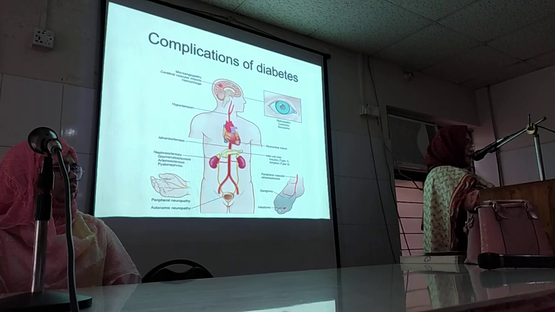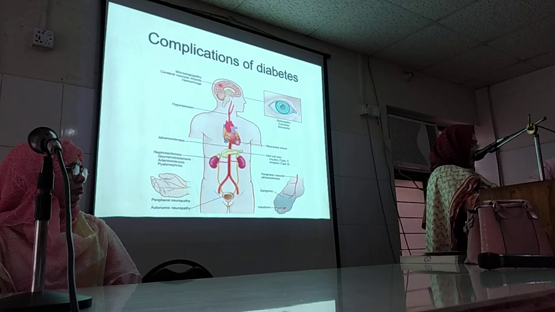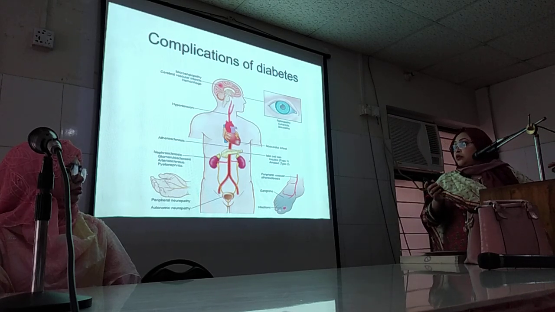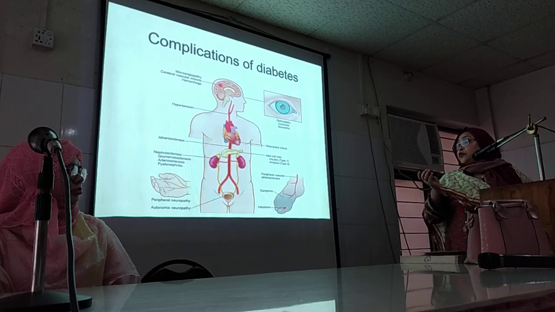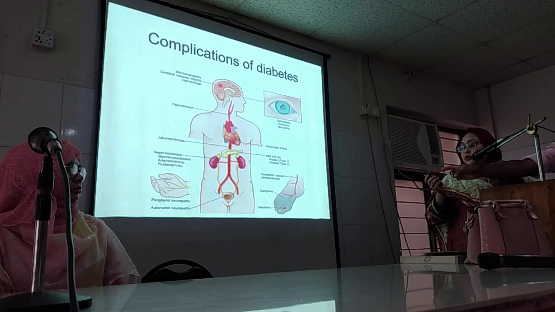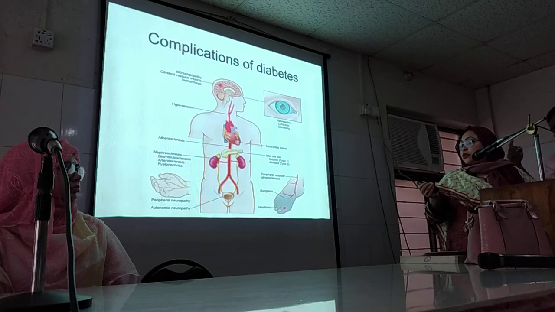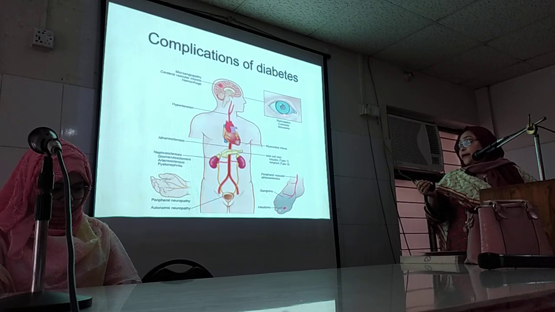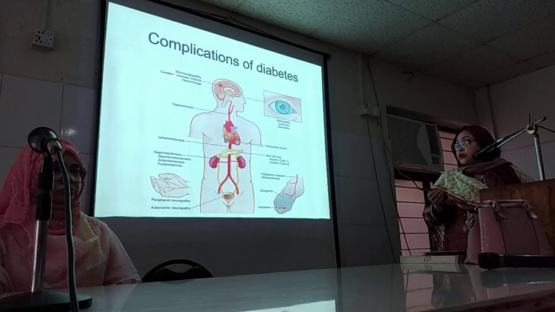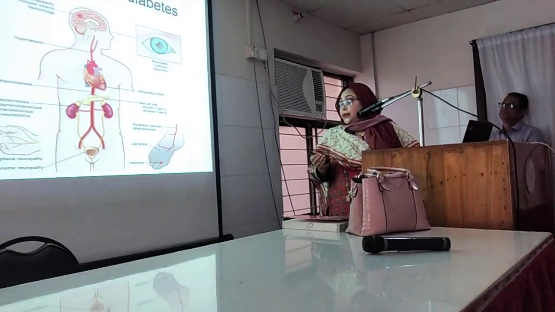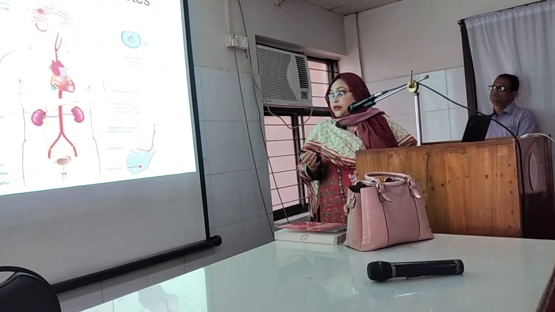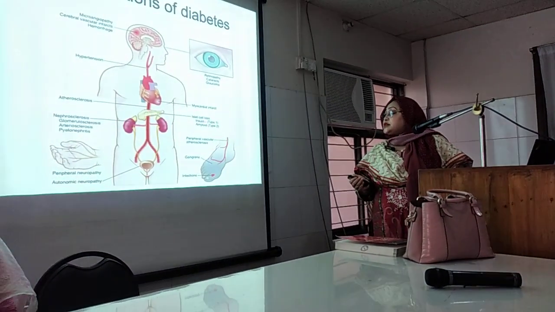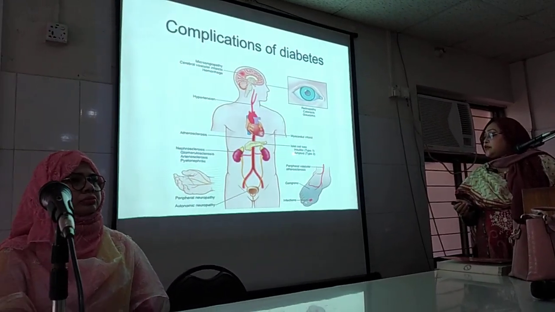Here, in the eye, retinopathy, cataract, glaucoma. In the brain, microangiopathy, cerebral vascular infarction, hemorrhage. In blood vessels, hypertension. In the heart, myocardial infarction. In the pancreas, islet cell loss, insulitis, amyloid.